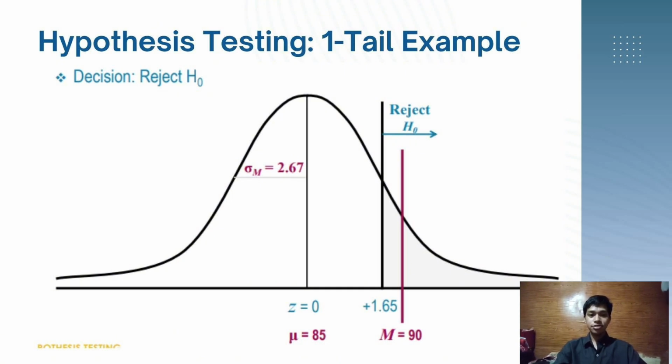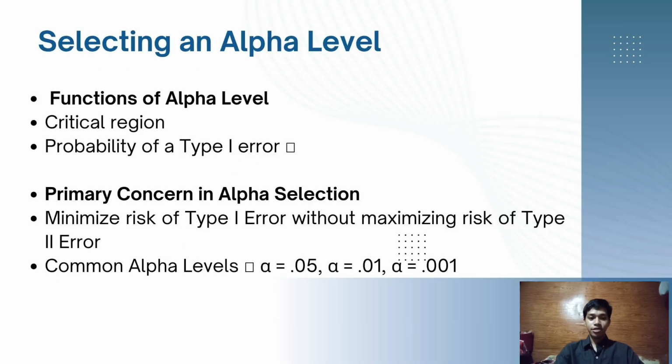Since the calculated z-score of 1.87 is greater than the critical value, the null hypothesis is rejected. This means there is enough evidence to conclude that the intervention increased the mean exam score above 85. The choice of alpha level is important, as it determines the cutoff for statistical significance and the probability of making a type 1 error, with the common values being 0.05, 0.01, and 0.001.